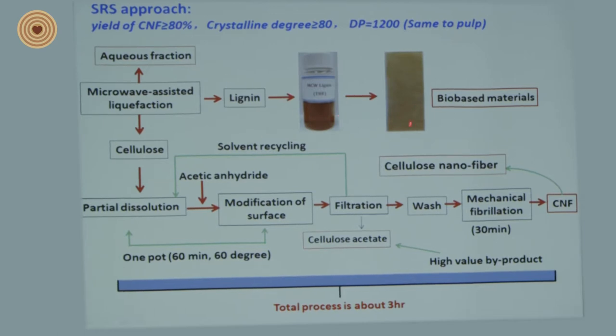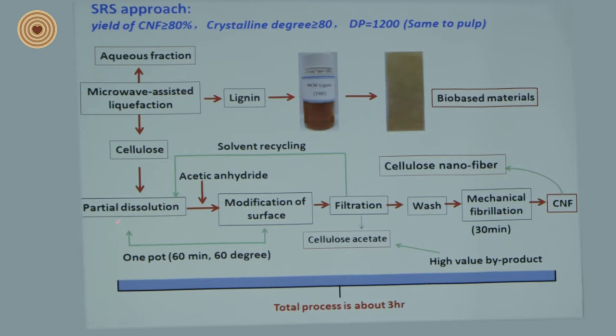This scheme shows you the three fractions that can be used. And for the cellulose, I took nanocellulose as an example, because nanocellulose is a growing research area, and people pay a lot of attention to it, and it's also a new area, new territory.